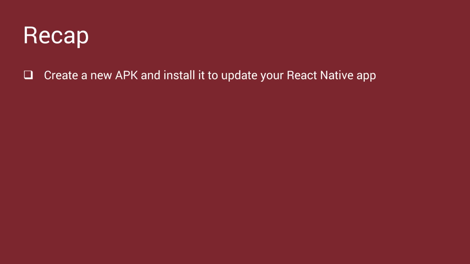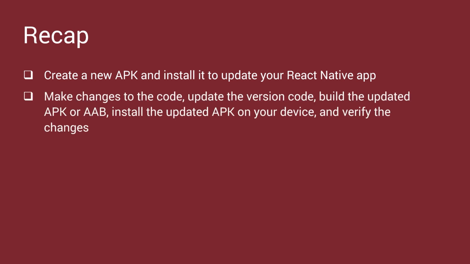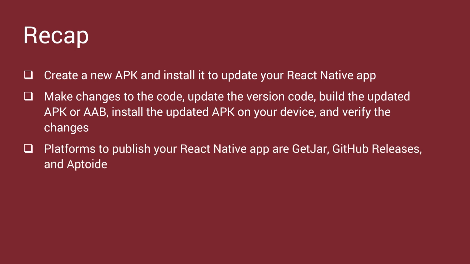In this video, you learned that to update your React Native app, you need to create a new APK or an AAB if you're using Google Play, and install it. The update process involves making changes to the code, updating the version code, building the updated APK or AAB, installing the updated APK on your device, and verifying the changes. Various platforms other than the Google Play Store where you can publish your React Native app are GetJar, GitHub Releases, and Aptoide.